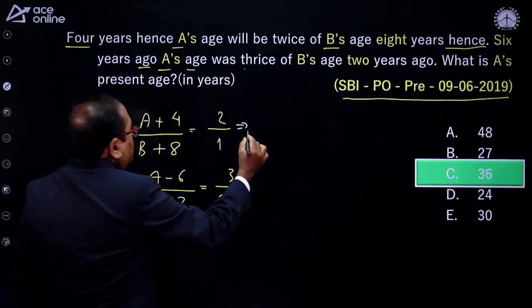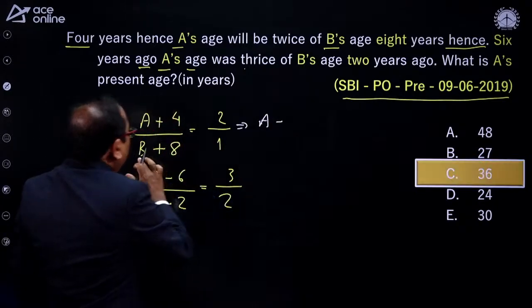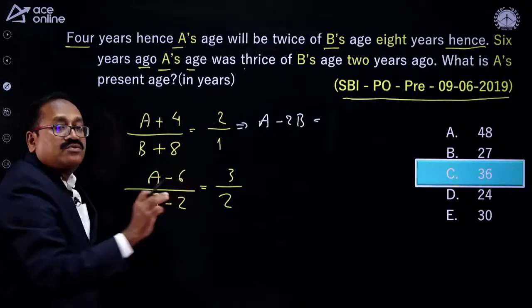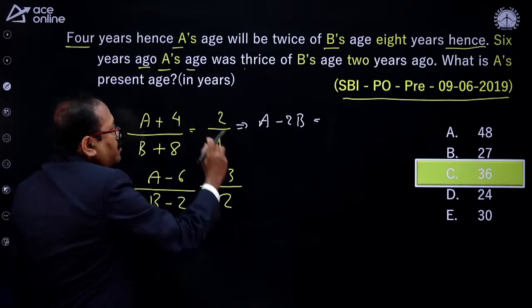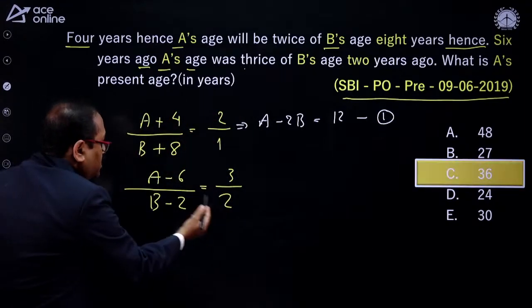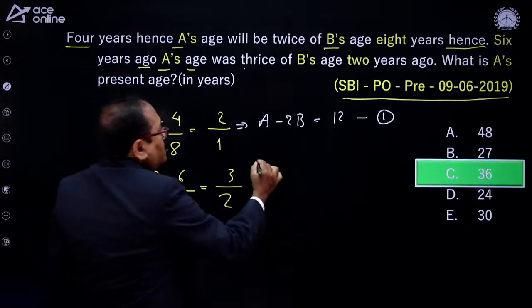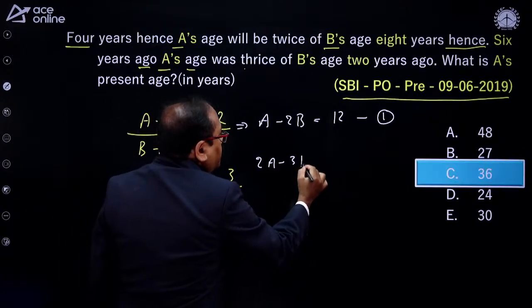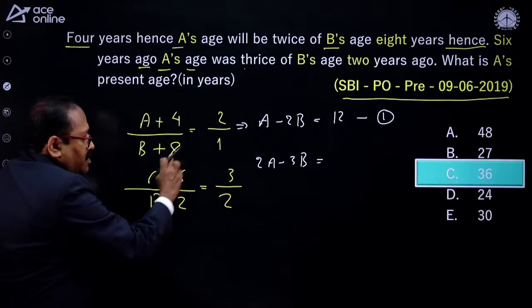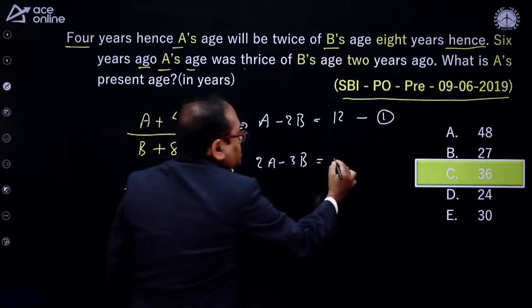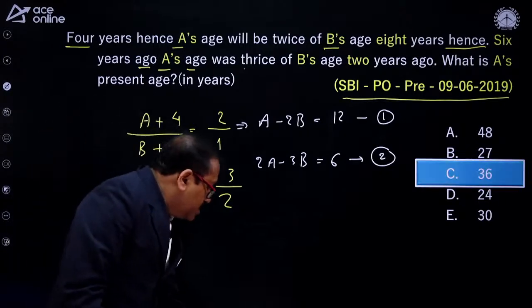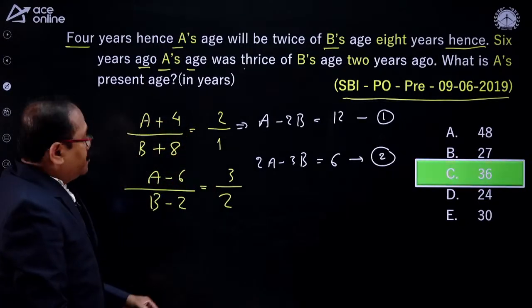So what I notice is that A minus 2B is equal to, here 8 into 2 is 16, and minus 4 that comes 12. This is equation 1. And equation 2 is 2A minus 3B, which is equal to minus 6 and here plus 12. So that comes 6. So I got the second equation here. By solving the first and second, what is the age of A?